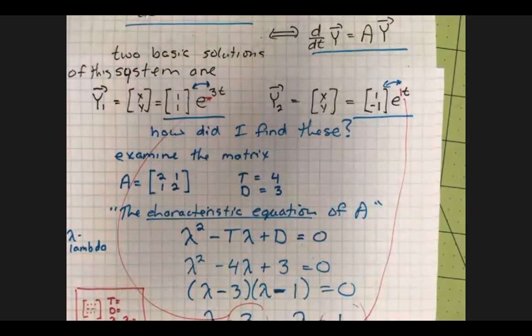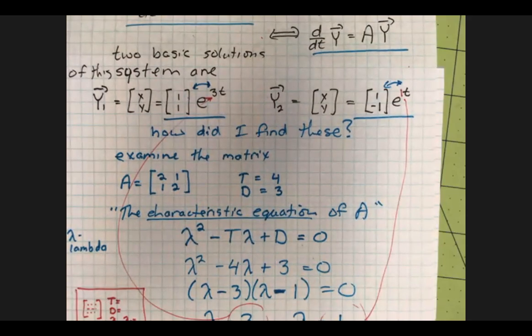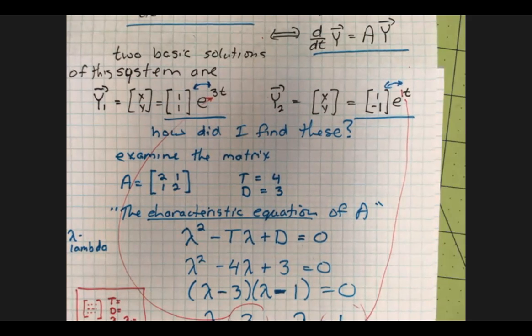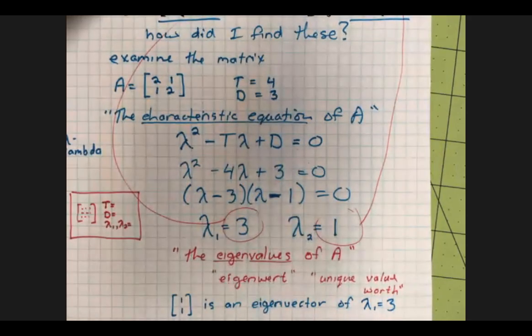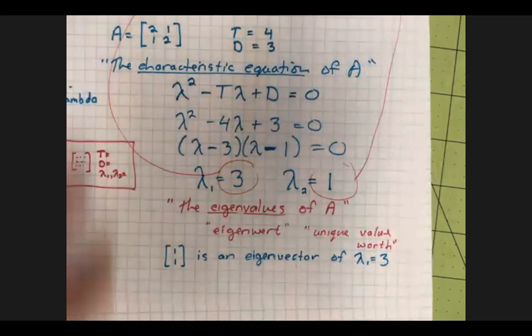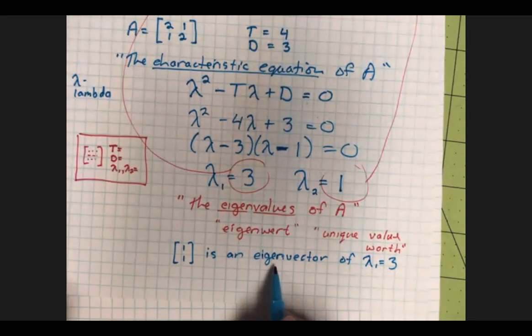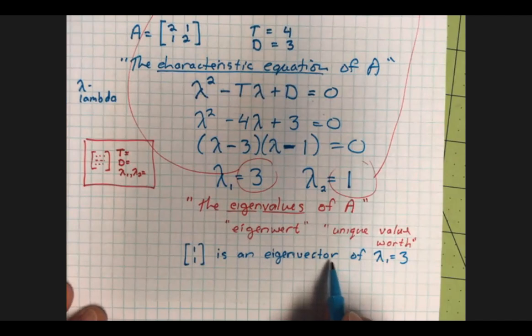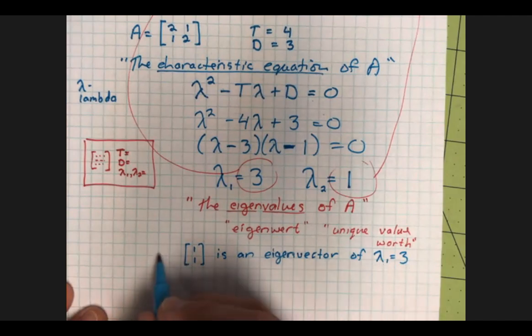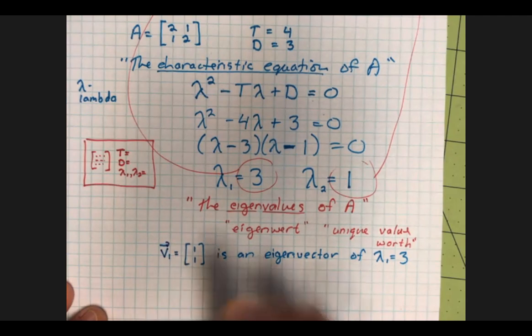And the 1, 1 is called an eigenvector of the eigenvalue lambda 1 equals 3. Sorry, read my paper. The 1, 1 is an eigenvector associated with the eigenvalue lambda 1 equals 3. In that case, if you want to give it a name, let's call it V1, because it belongs to lambda 1.